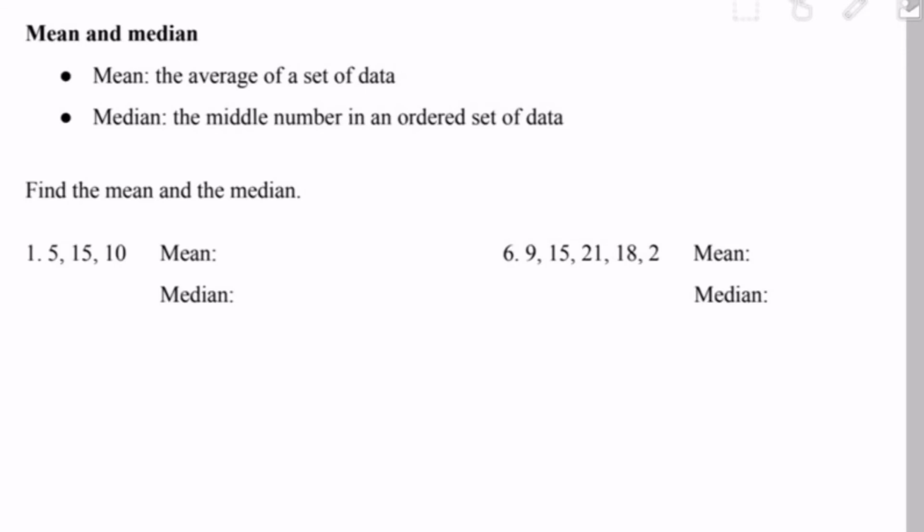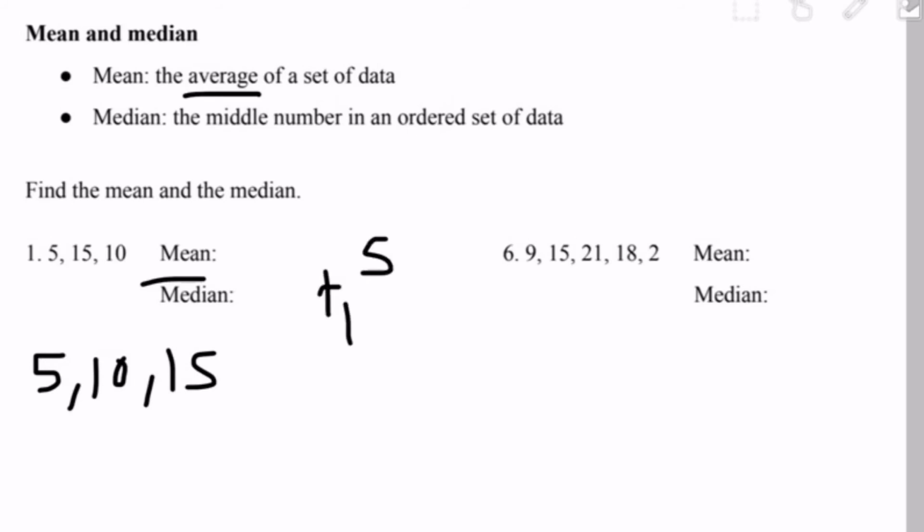They give us the numbers 5, 15, and 10, but let's put it in numerical order so it's easy for us to solve. 5, 10, 15, least to greatest. And now they're asking us to find a mean. Mean is the average of the set of data. So in order to find the average, we need to add all the numbers up and divide it by the amount of numbers there are. So let's add 5 and 10 and 15. 5 plus 10 plus 15 is 30.